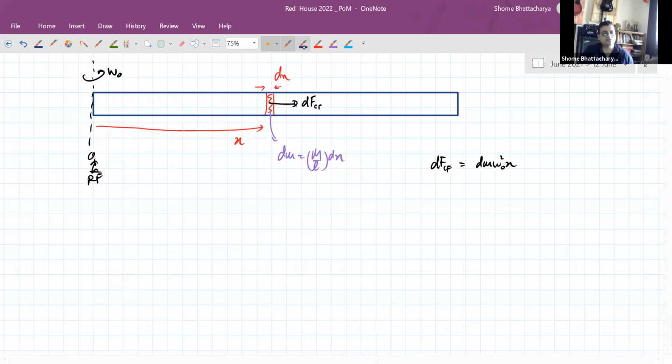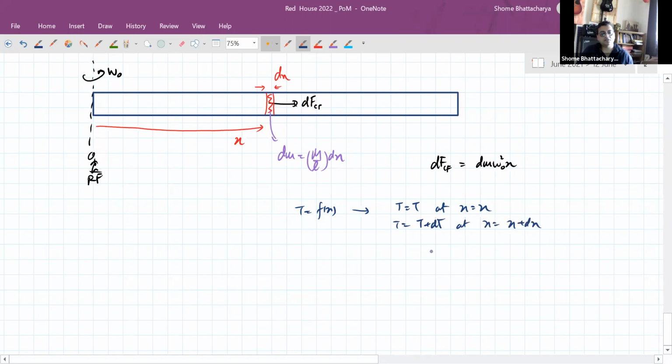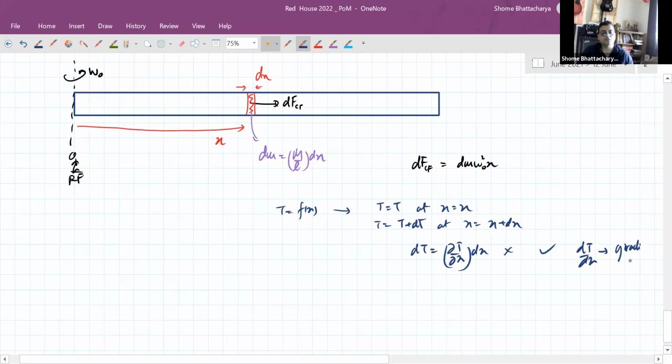Now if we assume that tension is a function of x, so T is equal to T at x equal to x, and T plus dT at x equal to x plus dx. We can just write that dT by dx is the gradient of tension, because tension does not depend on any other variable, only on x.